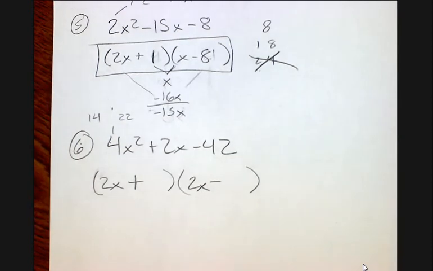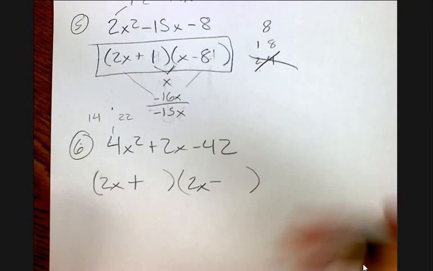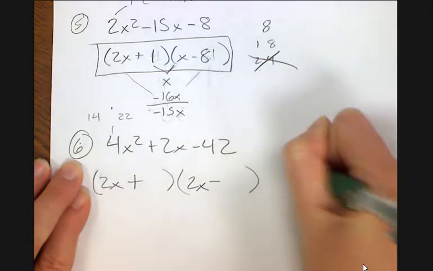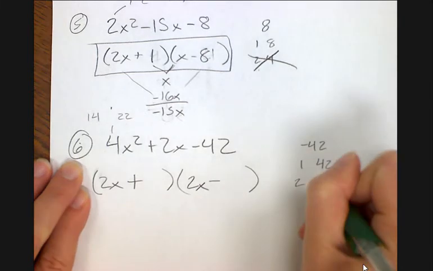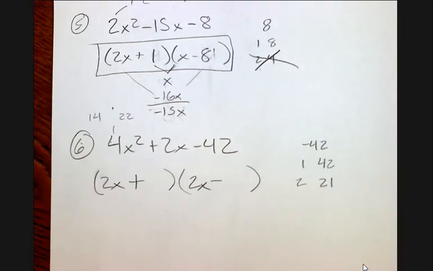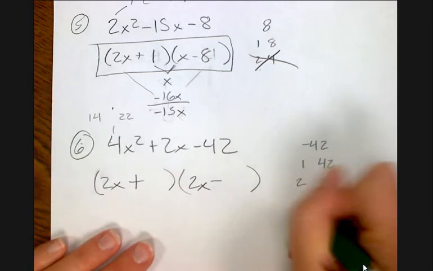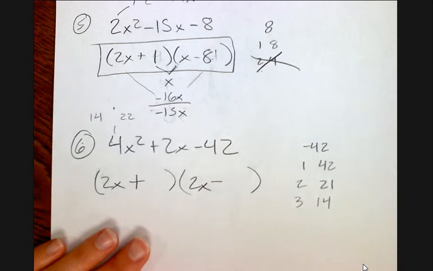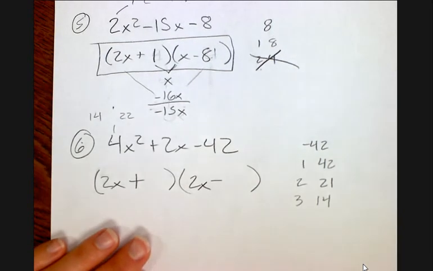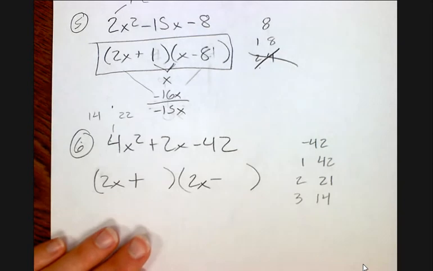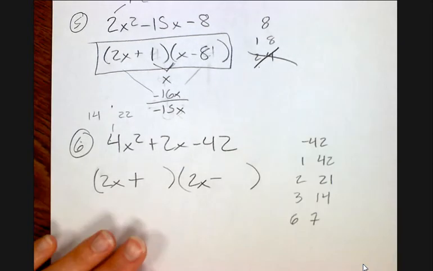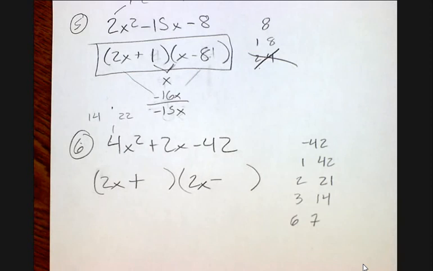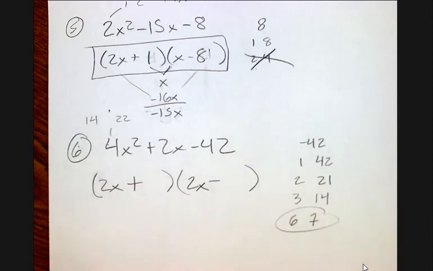And then we need to find factors of 42. So we have 1 and 42, 2 and 21. Let's see, 3 and 14. 4 will not work. 5 won't work. How about 6? Yeah, 6 will be 6 and 7. And again, it's just a guess. So let's just try the 6 and the 7. So let's put 6 here and 7 here.